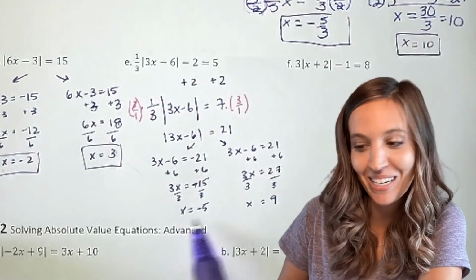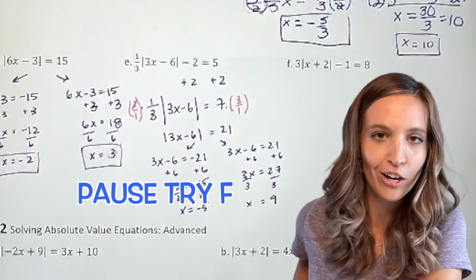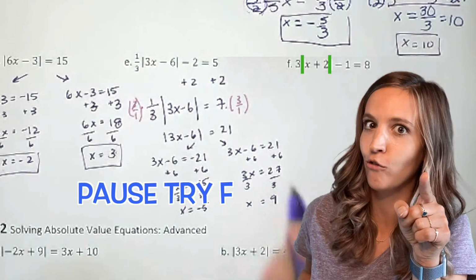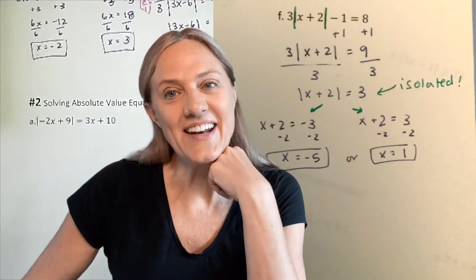Go try it. Looks like my two solutions are x equals negative 5 or x equals 9. So go try f on your own. Remember to isolate that absolute value first. Okay, you should be feeling pretty proud if you got x equals negative 5 and x equals 1.